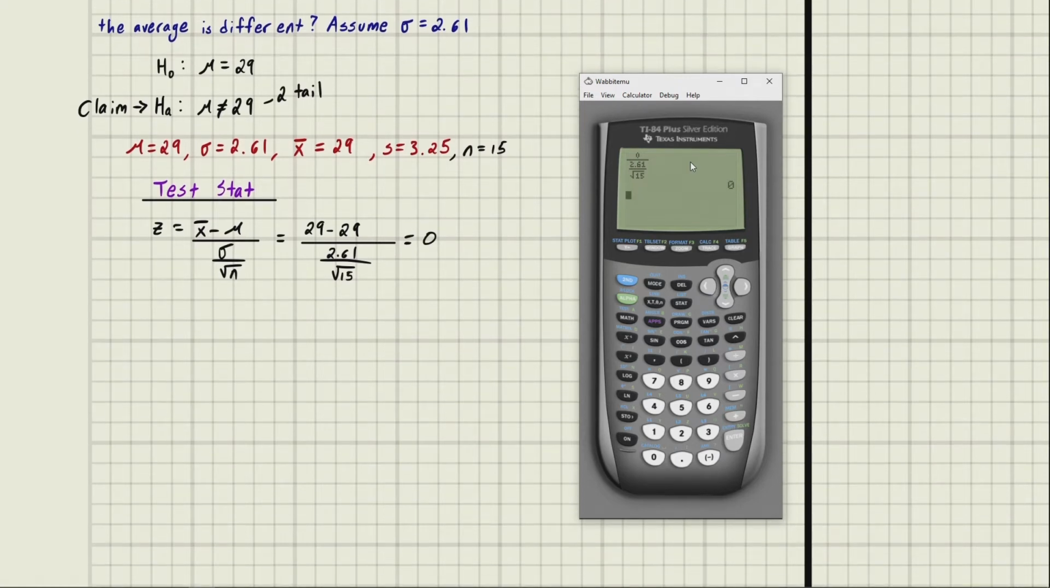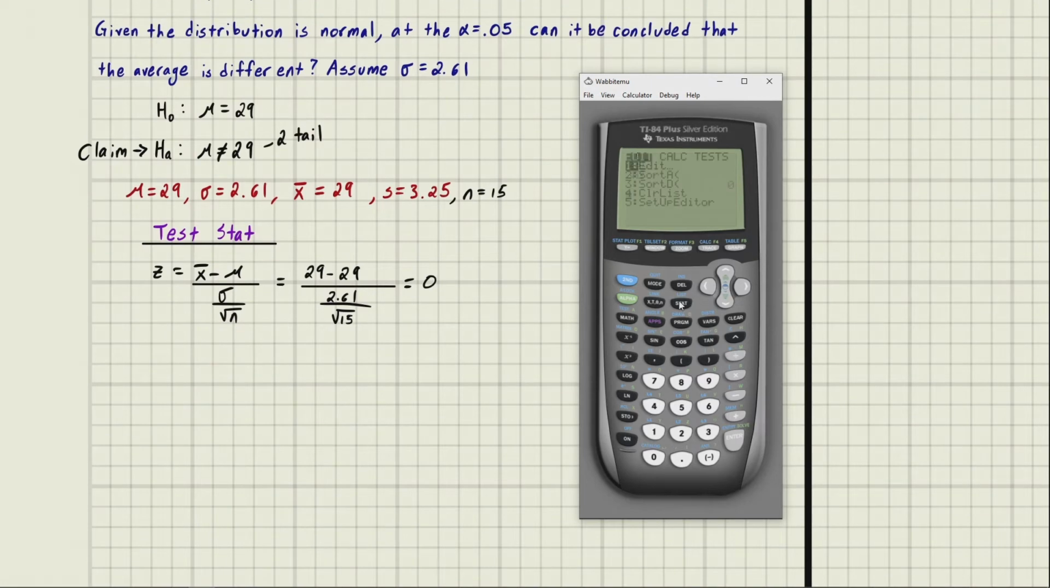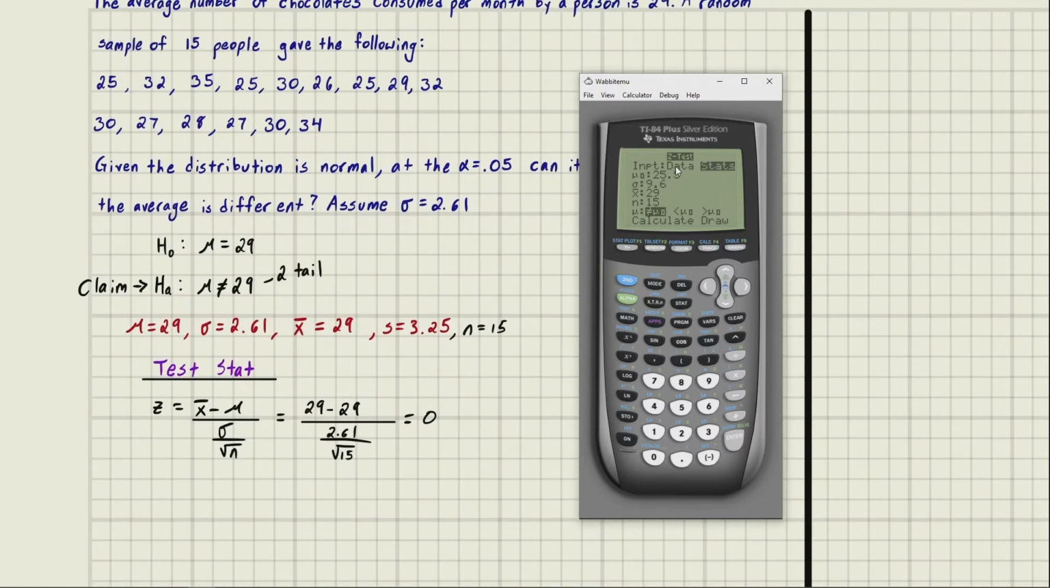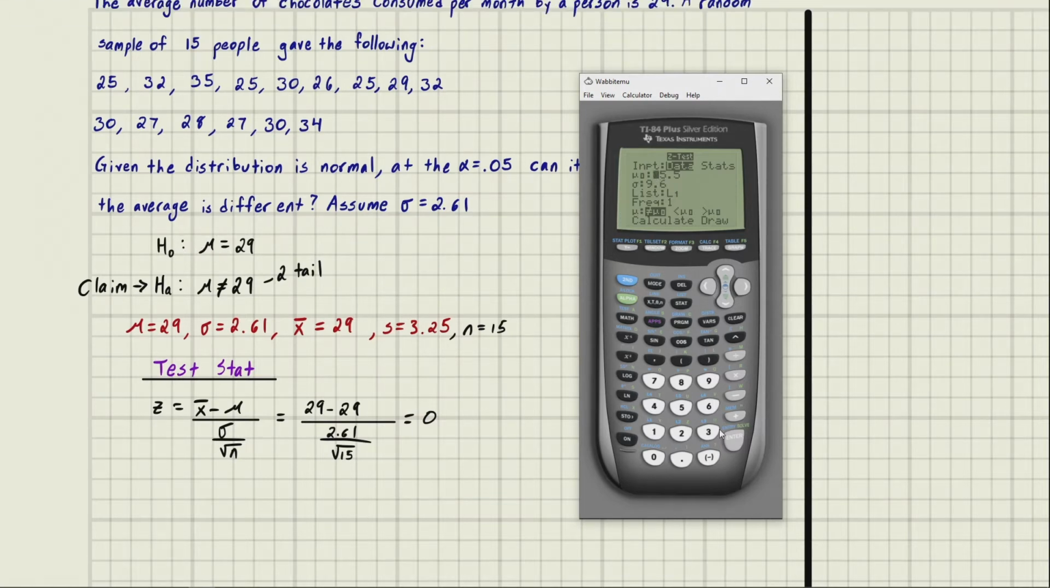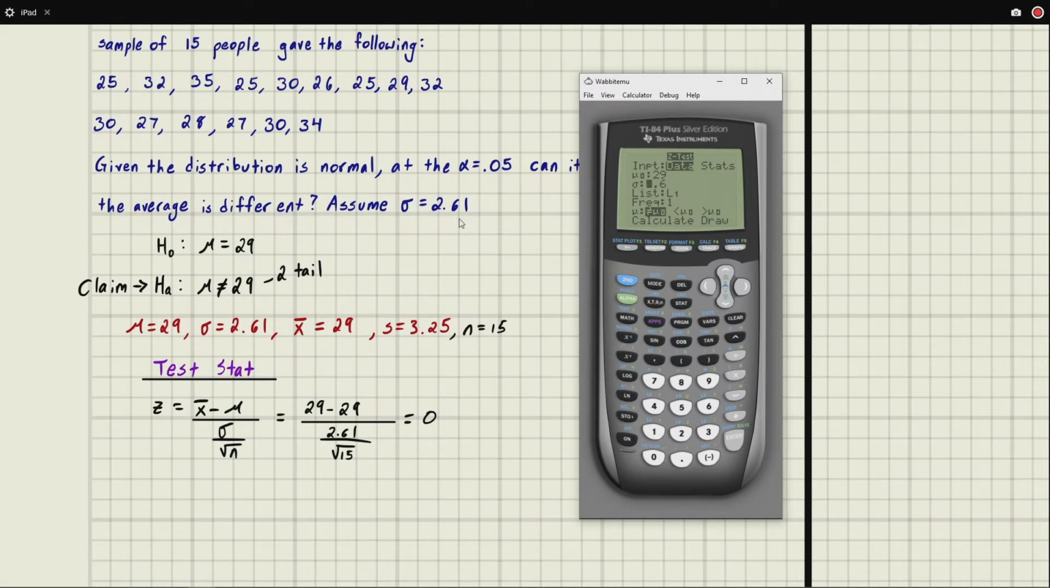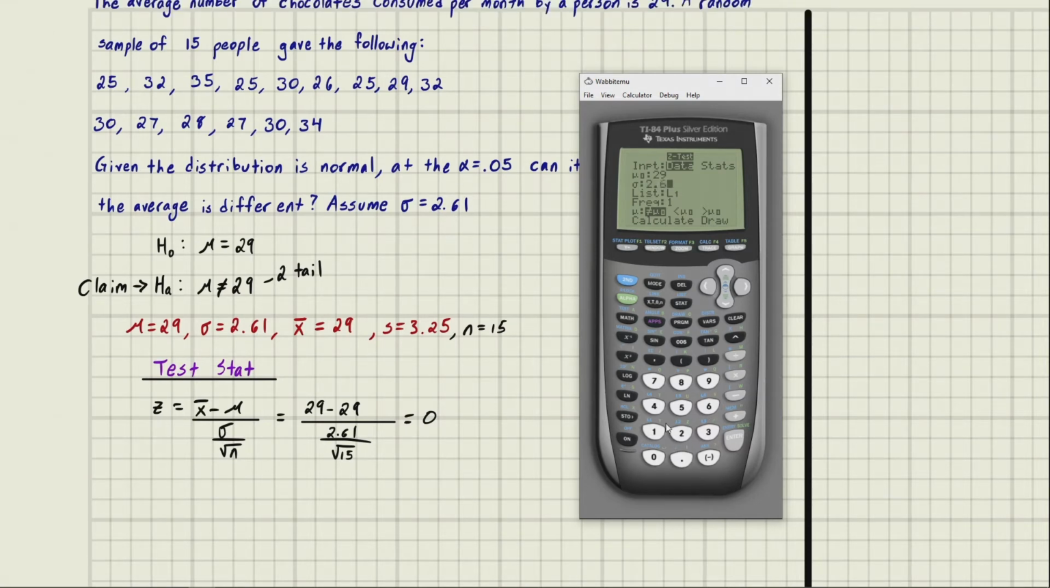Now, another way you could get this z-score is you could go to stat, and after you put all the numbers in the list, you could go to calculate and then tests. And then on number 1, there's a z-test. You're going to choose data instead of stats, because this time we were given a bunch of data up here. It's going to ask for the mu naught, the population mean, which would be 29. And our sigma is 2.61, as we were given here. We also wrote it down here, 2.61.